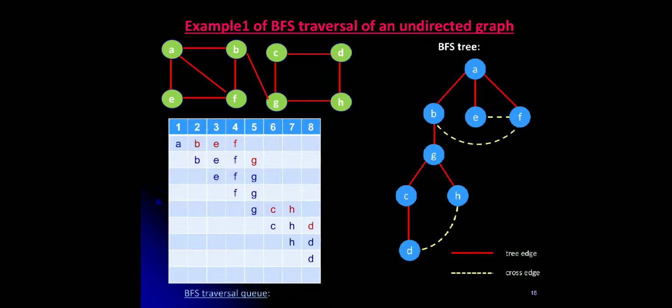So next we'll go to vertex E. We'll see any adjacent vertices which is unvisited from vertex E. So A is already visited, which is the parent, but F is not visited. F is already visited, but the edge is not shown in the BFS tree. So we'll write a cross edge to connect E and F. Next, from F, we'll see whether any unvisited vertex which is adjacent. So there is no unvisited vertex from F.